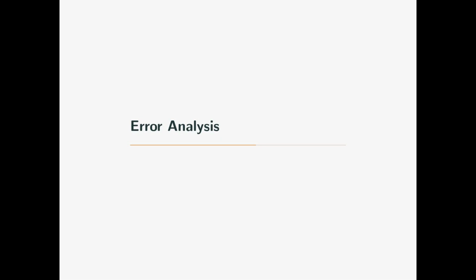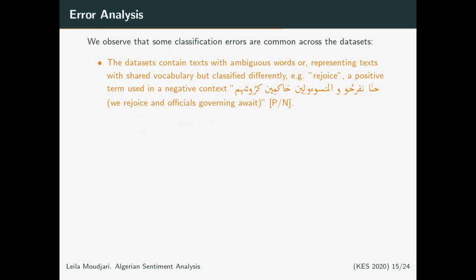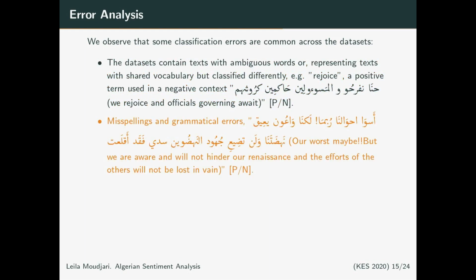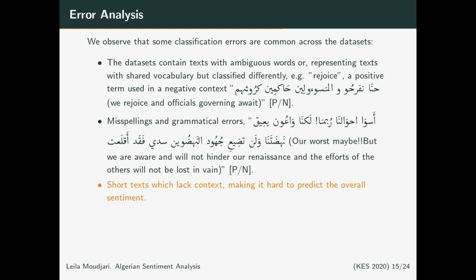Here we provide an error analysis of the instances for which the predictions of our best performing models and the manual annotation differ. Looking at some examples that were predicted incorrectly, we understand that the most recurrent errors occur when a text contained both positive and negative words, in addition to misspellings and grammatical errors, as well as the lack of context, especially for short text, making it hard to predict the correct class.